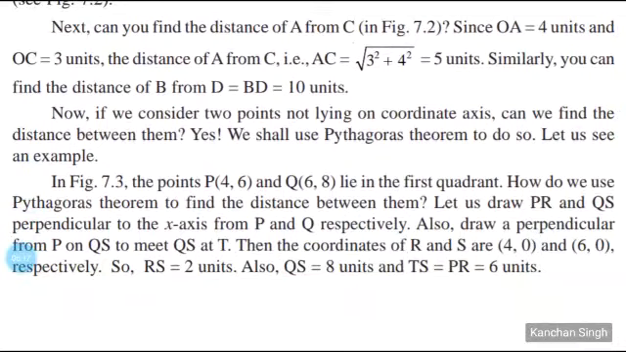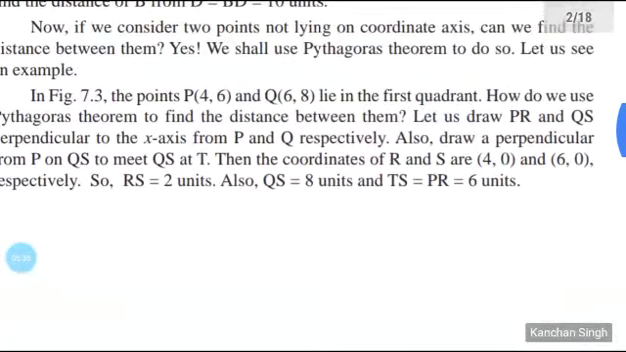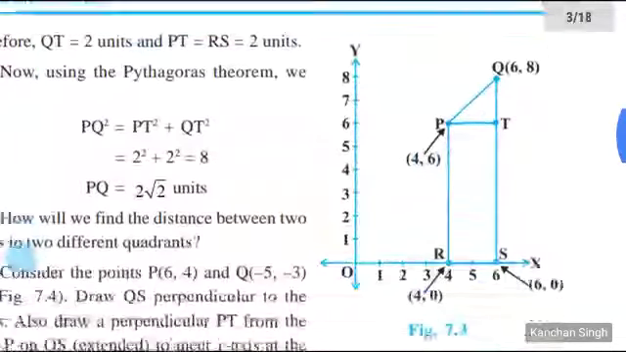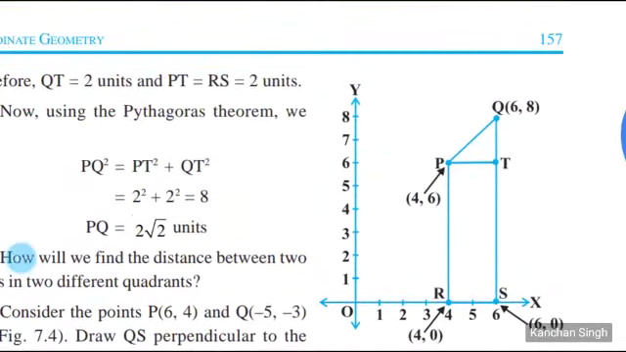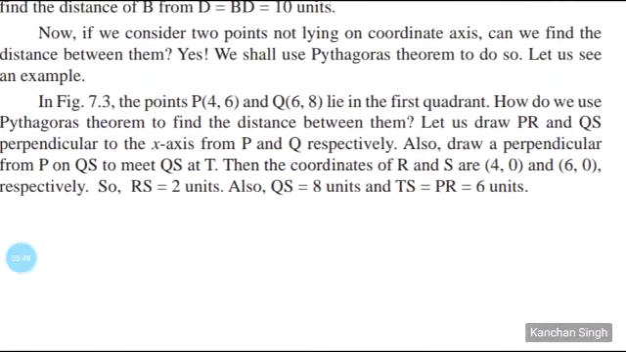Now if we consider 2 points not lying on the coordinate axis, can we find the distance between them? Yes, we shall use the Pythagoras theorem. Let us see an example. In figure 7.3, in this figure, the 2 points P (4, 6) and Q (6, 8) lie in the first quadrant. How do we use the Pythagoras theorem to find the distance between them?